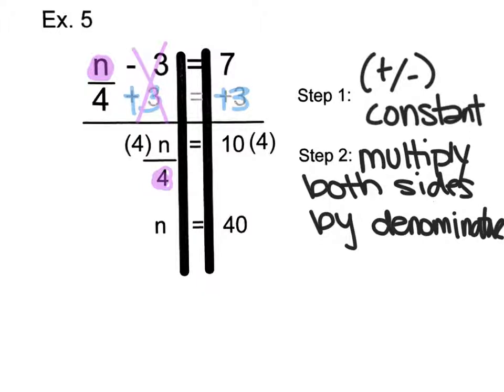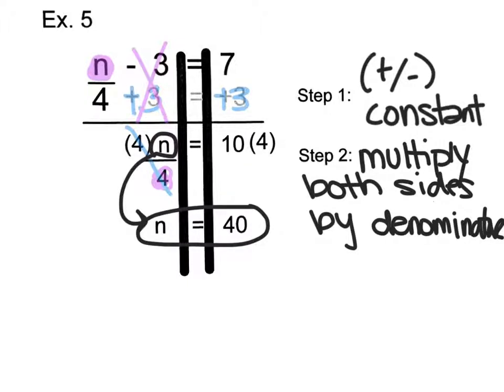So we multiplied both sides. On the left, that will cancel out, leaving us with just n. So you'll see our n just comes down. And then on the right-hand side, 10 times 4 is 40. So we got a value for n.